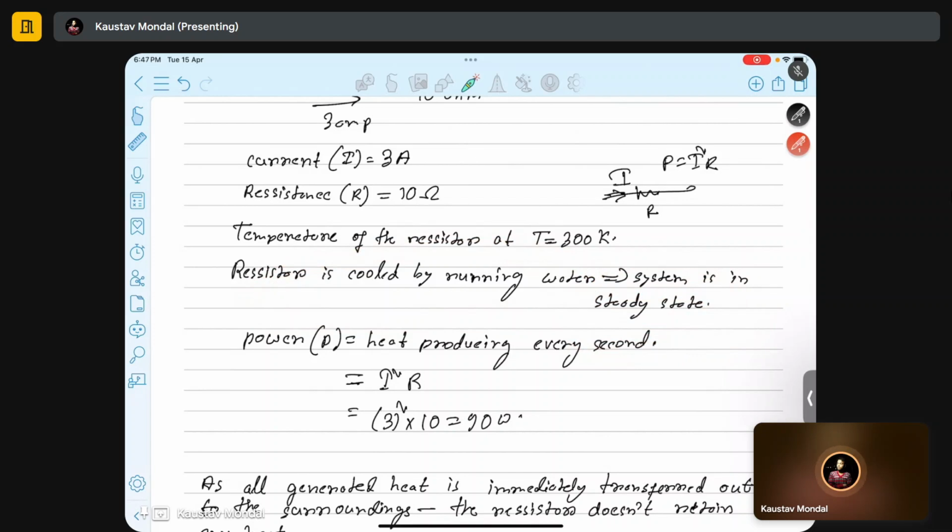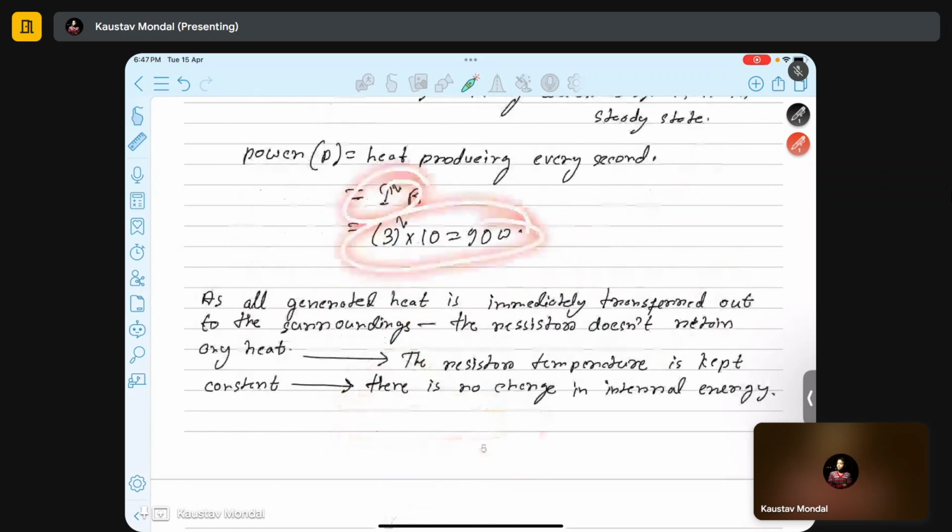Now the power. From all the given information, you can calculate the heat produced every second. That means the power. Power is already known, it is nothing but I square R. So it is 3 square into 10, which gives you 90 watt. This is joule per second. What does joules per second mean? That means the joules that are coming per second.